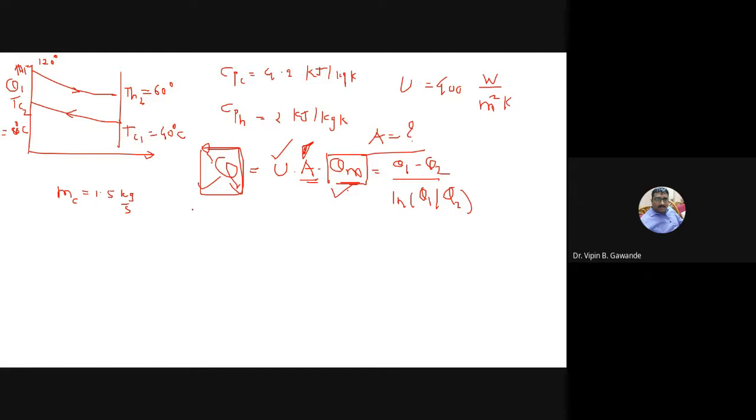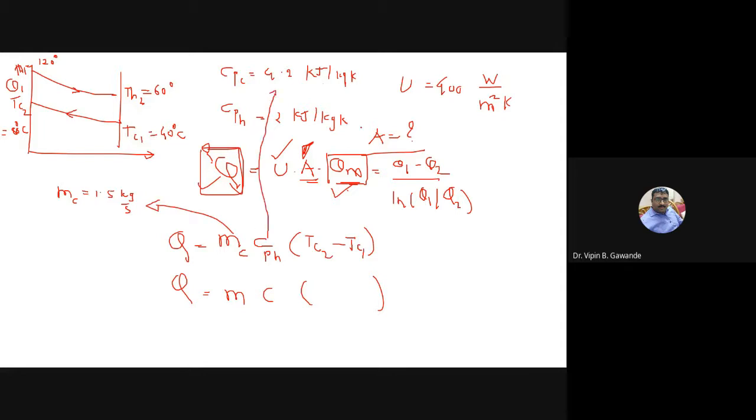How will we calculate this q? This is very simple. You either use m c delta t for the hot fluid, or you can use m c delta t for the cold fluid. Because both the CpC and CpH values are given, suppose you use the cold fluid, so this is CpC, and this is TC2 minus TC1. MC is given 1.5 kilogram per second. CpC is given 4.2 kilojoule per kg Kelvin. And TC2 value is 80 and TC1 value is 40.